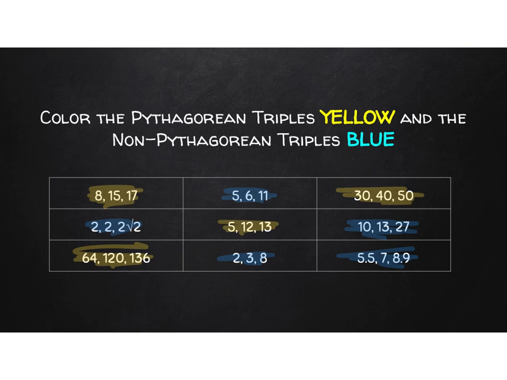Go ahead and check that yours looks like mine. As I look at two of the blue ones in particular, this one and this one were really easy to right away see, yep, I have a radical, yep, I have a decimal. Those cannot be Pythagorean triples. The other ones I would have had to check.